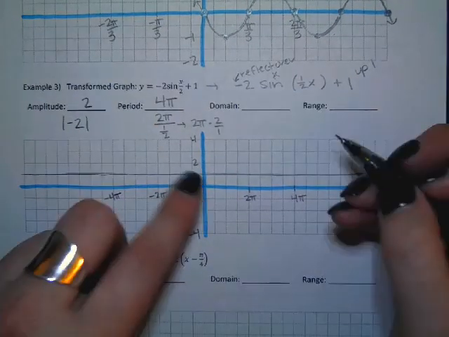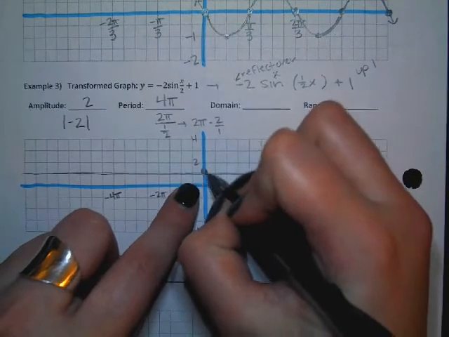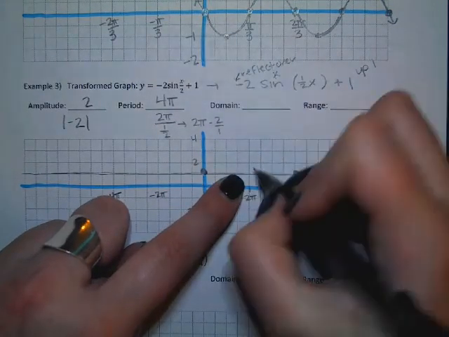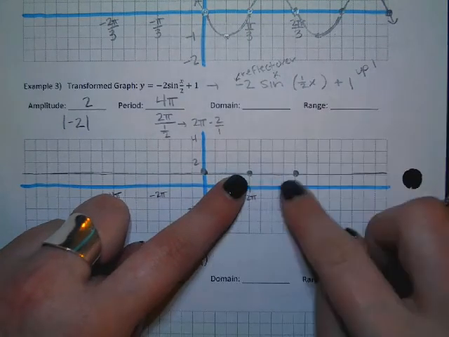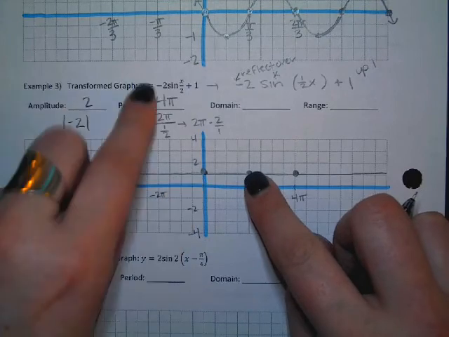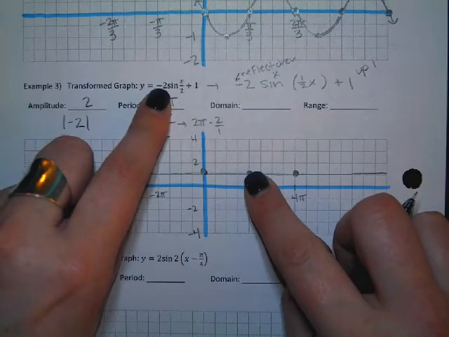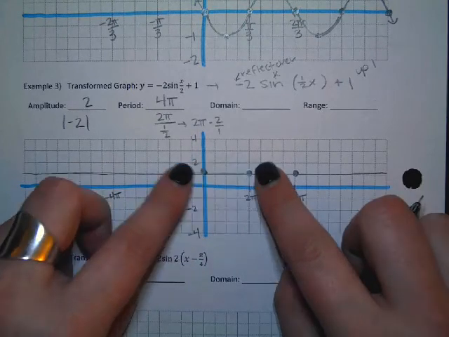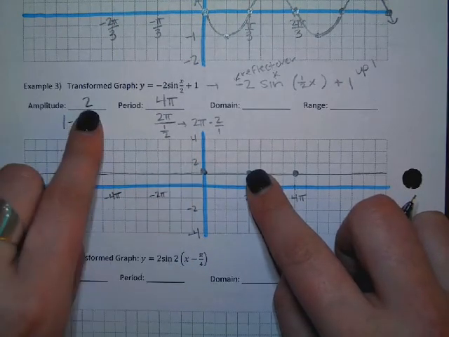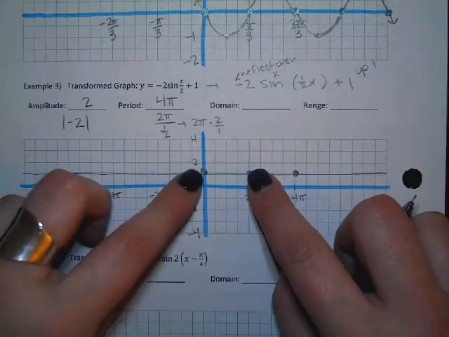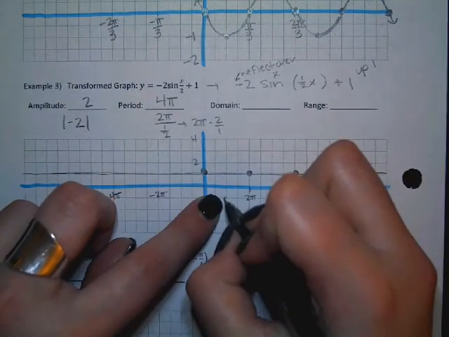Okay, so I'm going to start at 0. I'm going to end at 4 pi. I'm going to hit the 2 pi in the middle. And then it has an amplitude of 2, but it's got a negative in the front. It's reflected over x. So between the first 2 points, we would normally go up 1, but instead we're going to go down. And since it's got that amplitude of 2, instead of going down 1, we're going to go down 2.